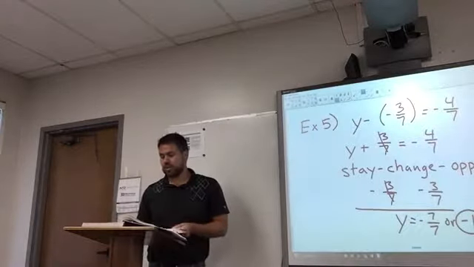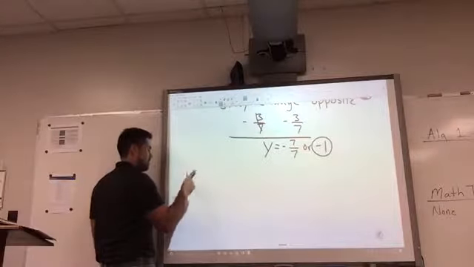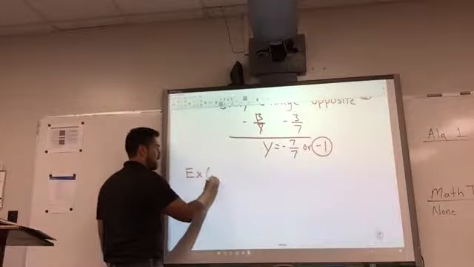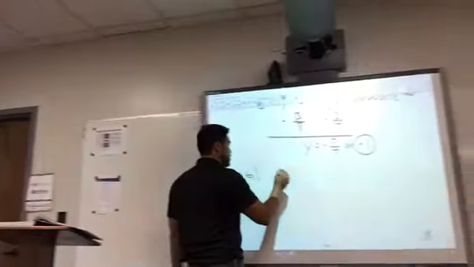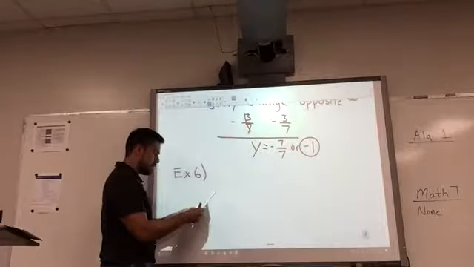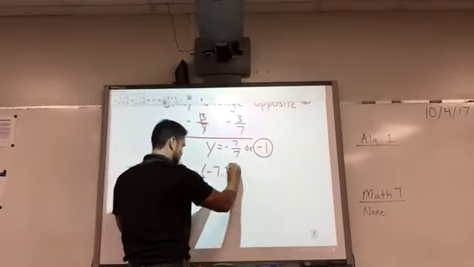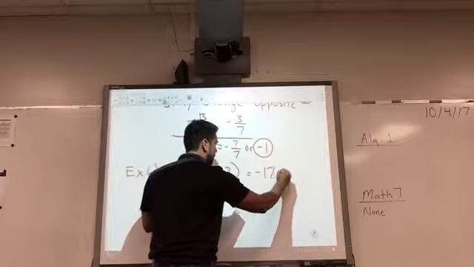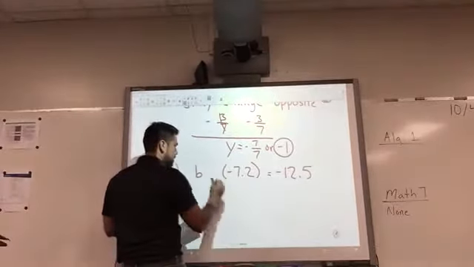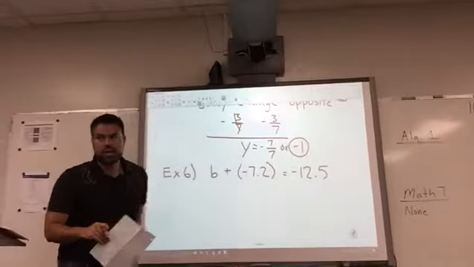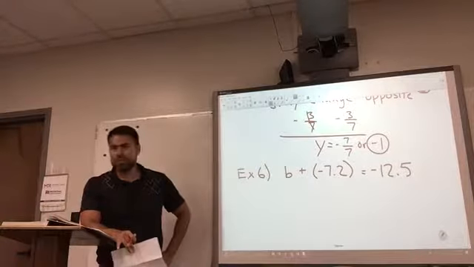All right, last one here. We almost made it through. Example 6. Thank you for your attention, and I know a lot of you are very comfortable with this, and that's great. Example 6 is b plus negative 7.2 equals negative 12.5. So tell me what to do on this one. Subtract negative 7.2.